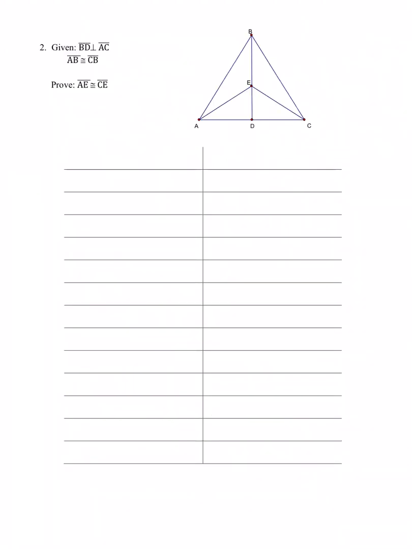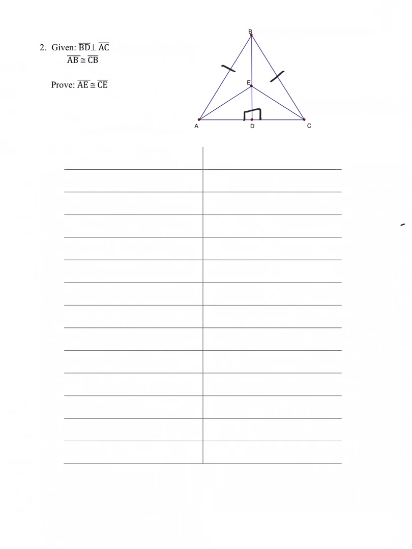So in this case, we're given BD is perpendicular to AC. We're also given that AB is congruent to CD. And our goal is to prove that AE is congruent to CE. So you can see what triangles those are in. So the perpendicular part is going to give us this. Of course, we have reflexive.